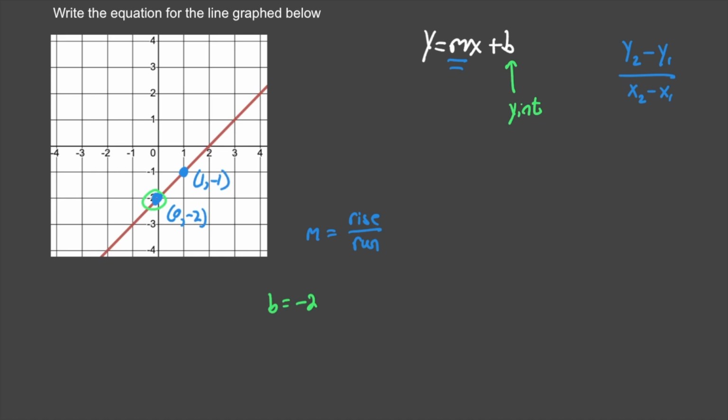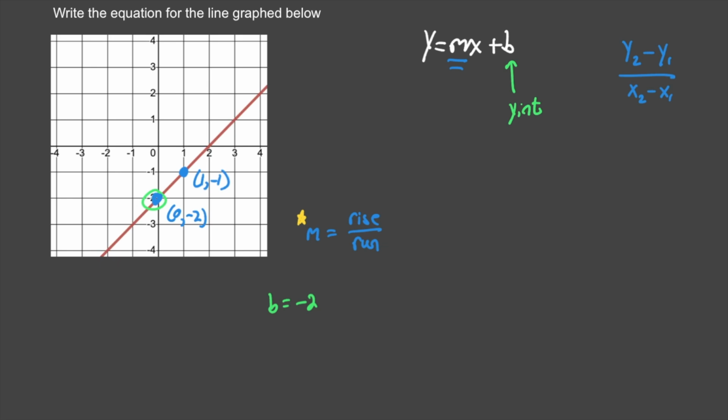Now, when it's in the form of a graph, it is usually easier to just use this form of the slope equation, just because you can do it by counting. That is, assuming the x and y axes are counting by the same number. If the x and y axes are not counting by the same number, it's better to use that one. Since they're all counting by ones, I'm just going to use rise over run.